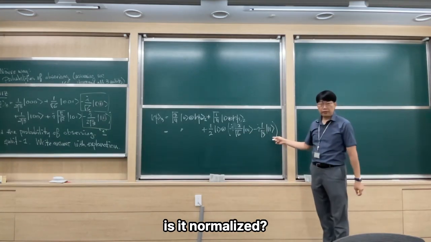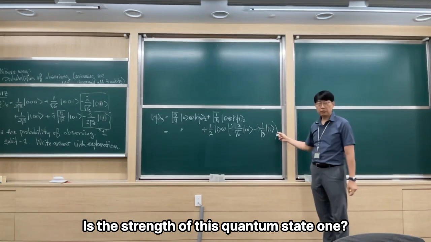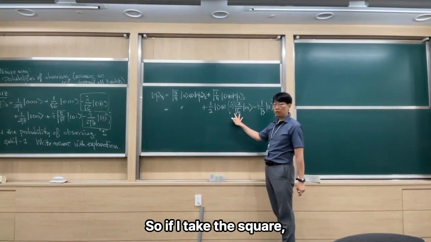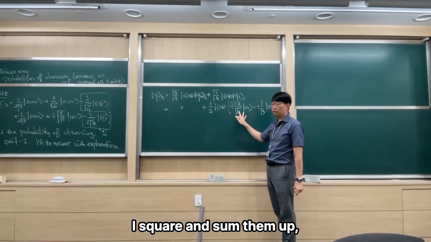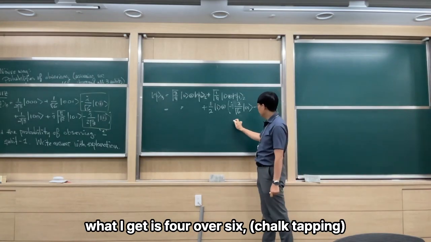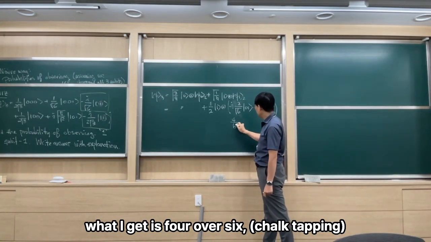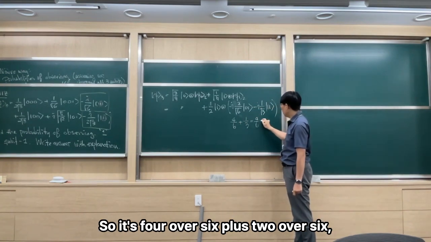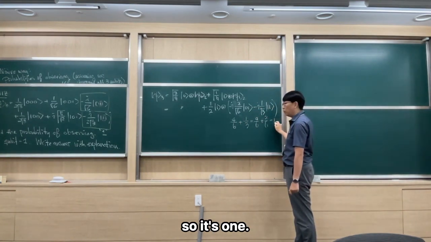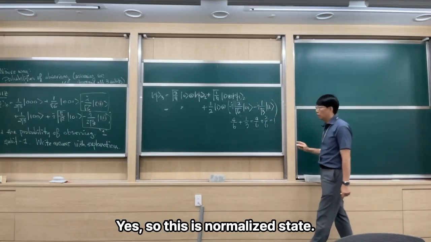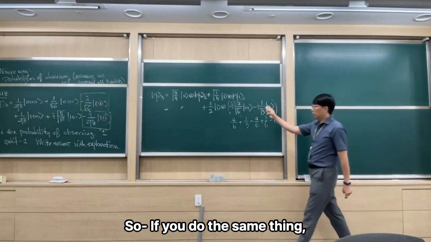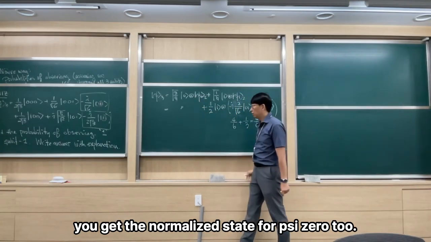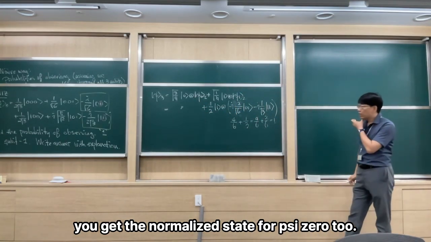So is it normalized? Is the strength of this quantum state 1? Well, let's compute. If I take the absolute value and square, and sum them up, what I get is 4 over 6, and this one is 1 over 3. So it's 4 over 6 plus 2 over 6, so it's 1. Yes, so this is a normalized state. If you do the same thing for finding this psi 0, you get the normalized state for psi 0 too. So what does it mean?